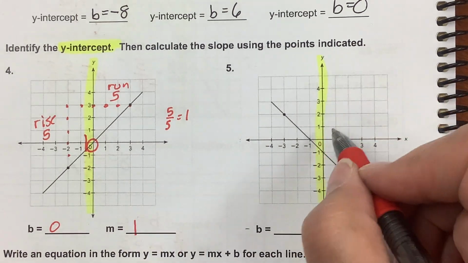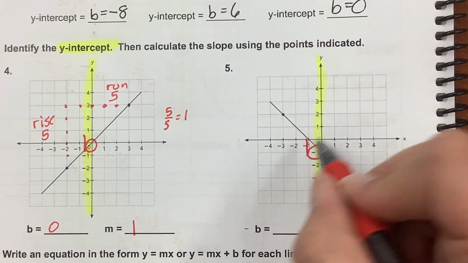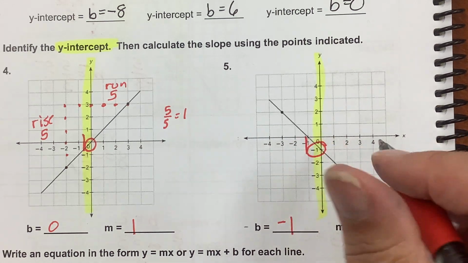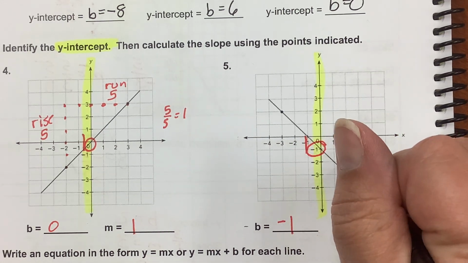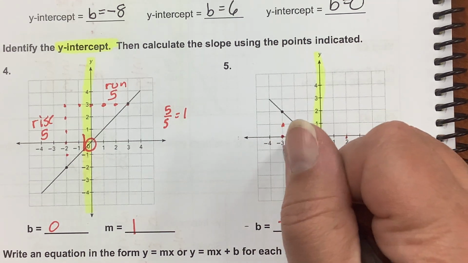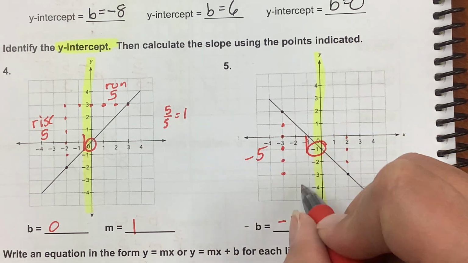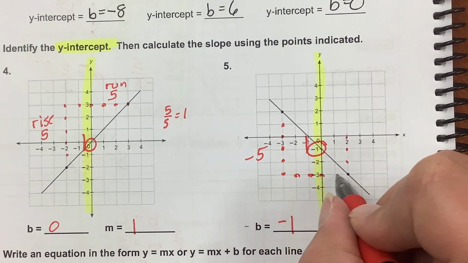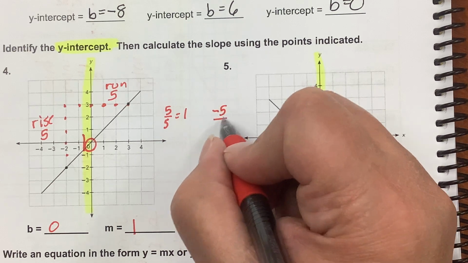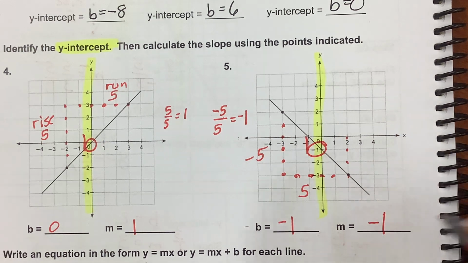All right, over here, my y-intercept is at -1. So b equals -1. This is a negative slope. I already know it's going to be a negative number. Let's go this way. Let's drop. 1, 2, 3, 4, 5, -5. 1, 2, 3, 4, 5, +5. -5 over +5 is -1. So my slope is -1.